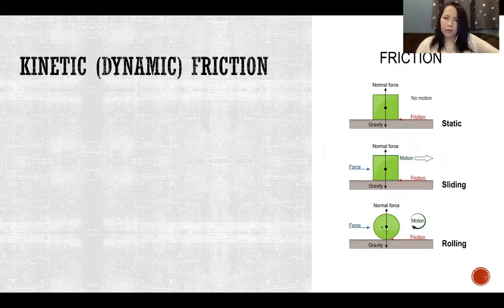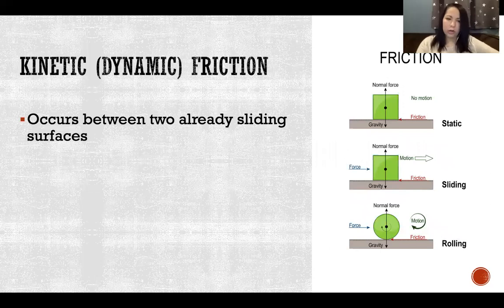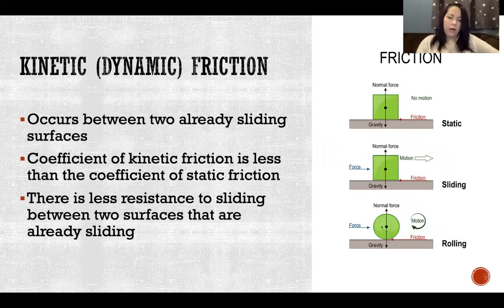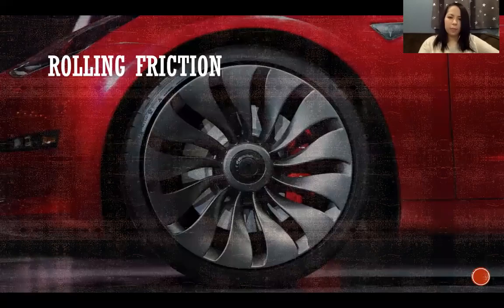Okay, so kinetic or dynamic friction is the friction that occurs between two already sliding surfaces. So the coefficient of kinetic friction is less than the coefficient of static friction, like we just saw on the last slide. There's less resistance to sliding between two surfaces that are already sliding. So it's easier to keep something sliding than it is to initiate the sliding in the first place.